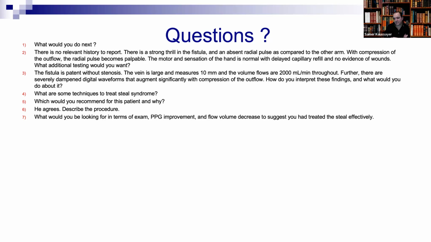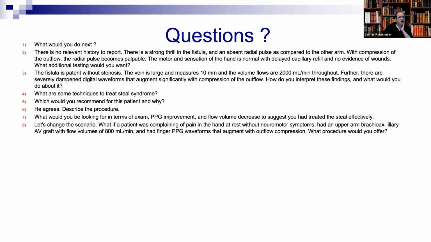You want to go to the maximum normal because you don't want to go from 2000 to 600. This is too much drop. The maximum I accept is 1000, so I want to go down to that 1000. I think 800 to 1000 is very acceptable. You go with the volume. So you need to have a duplex technician with you in the OR to assess the flow through the fistula. Okay, let's change the scenario.